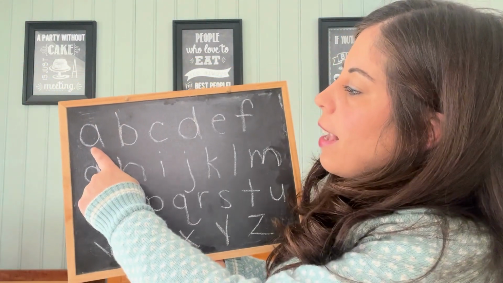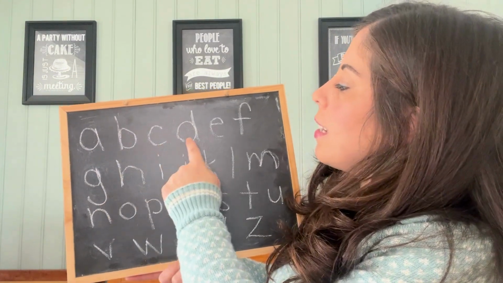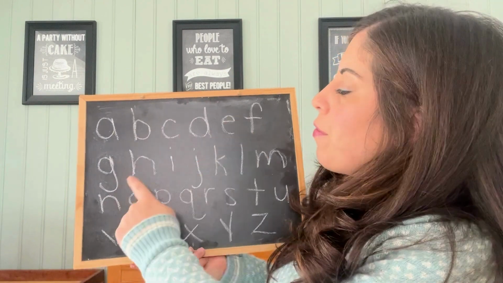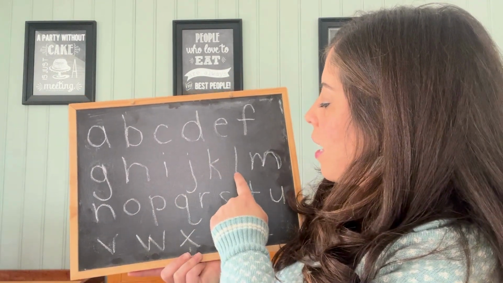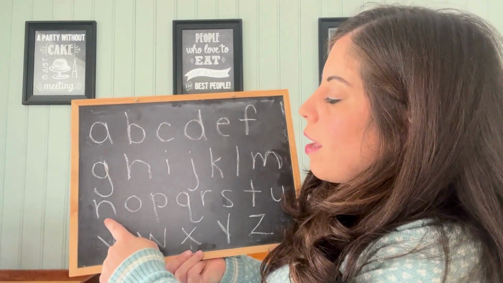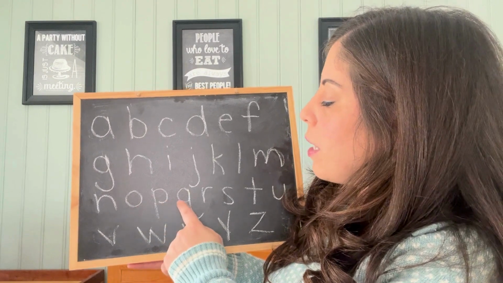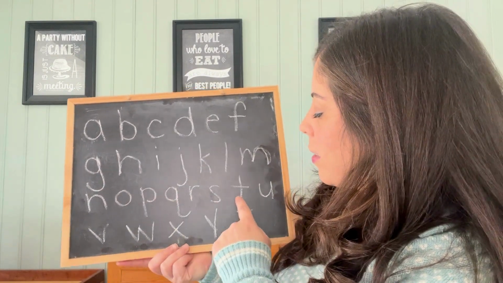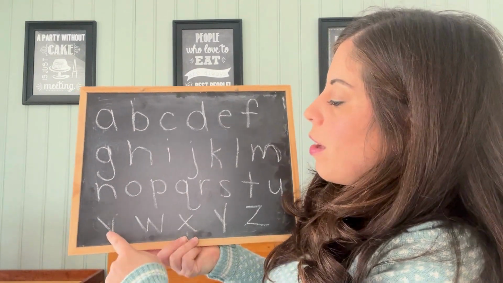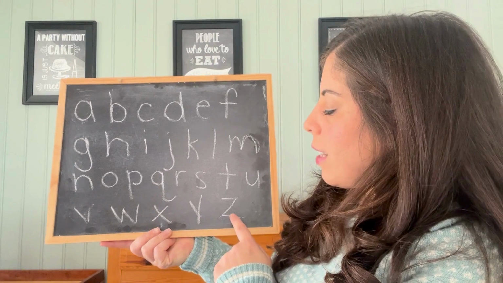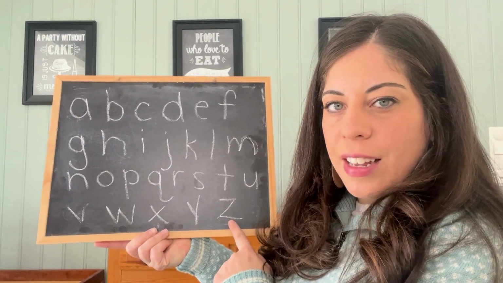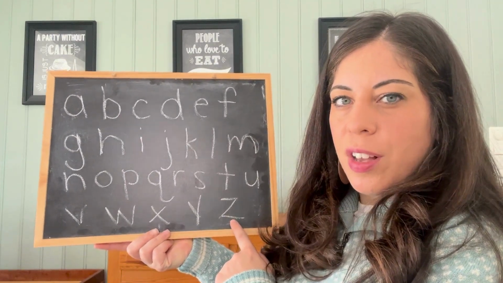Ready? A, B, C, D, E, F, G, H, I, J, K, L, M, N, O, P, Q, R, S, T, U, V, W, X, Y, Z. How did you do? Can you do it by yourself?